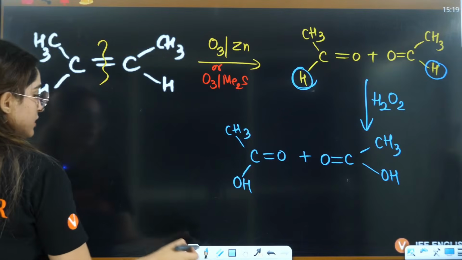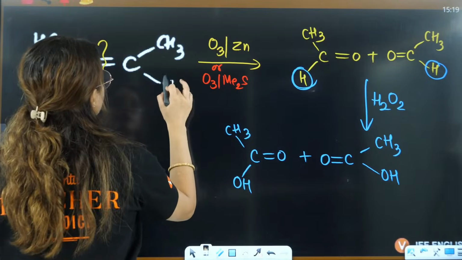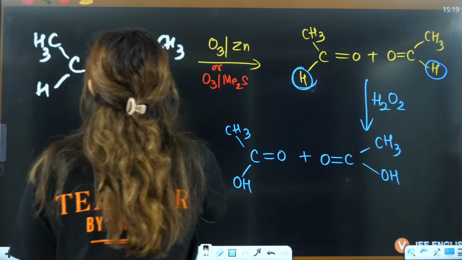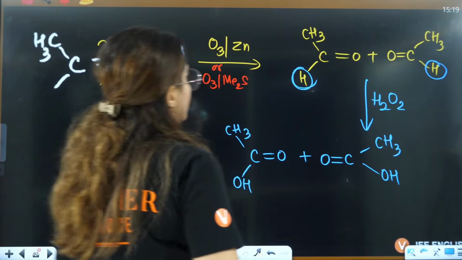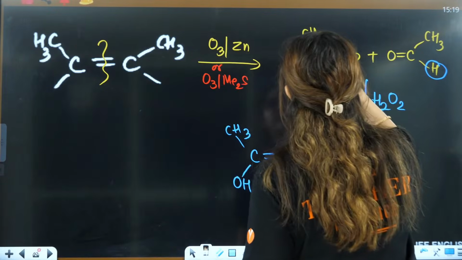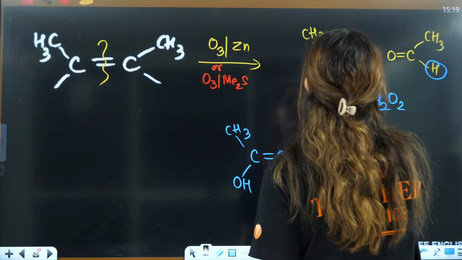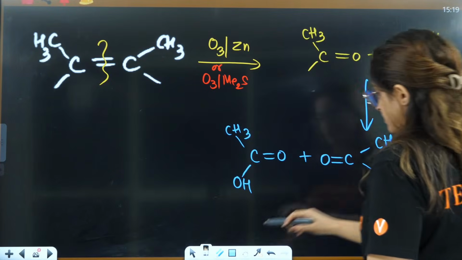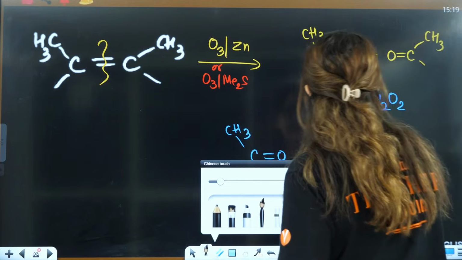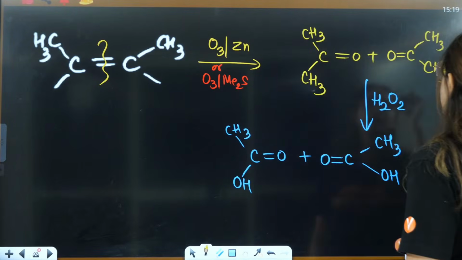Here you have CH3, and this is also CH3. Then this will be CH3. Further acid conversion will not take place. So this is also CH3, this is also CH3.